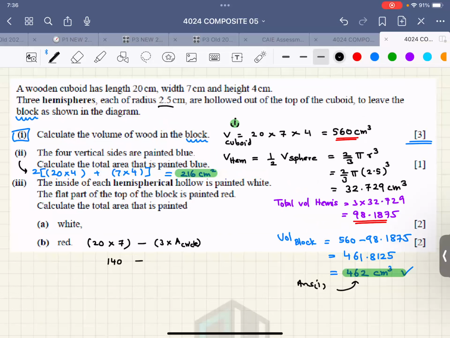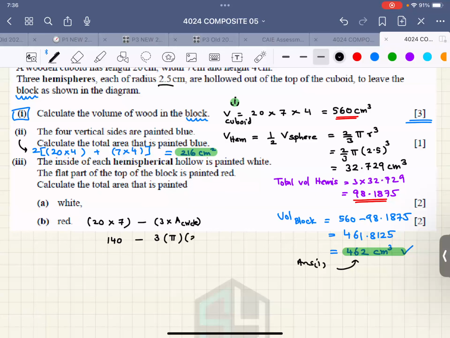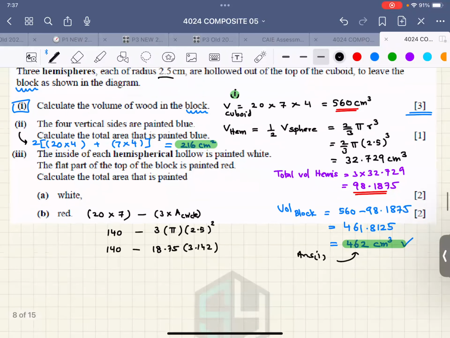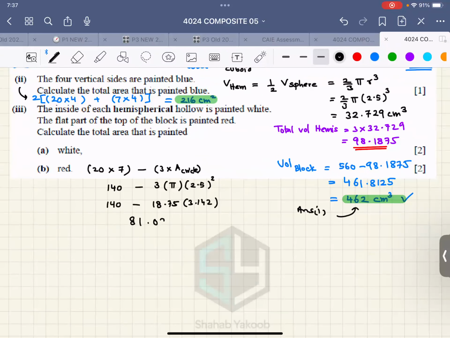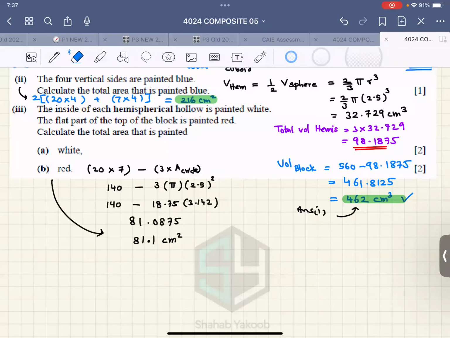This is 140 minus 3 times pi r squared. What is radius? That is 2.5. So that is 140 minus 2.5 into 2.5 into 3 into 3.142. Minus 140, subtracted from 140, that comes out to be 81.0875. That comes out to be 81.1 centimeters square. This answer is the red color. So this is the red color answer.